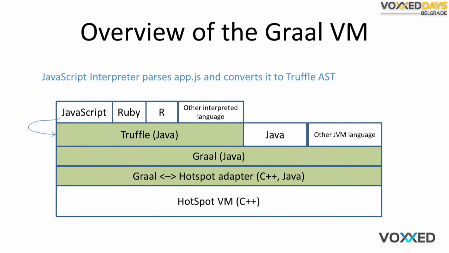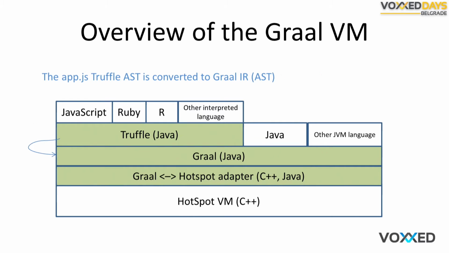You basically have an implementation of the Truffle API for your JavaScript interpreter. It parses the JavaScript file and converts it to a Truffle abstract syntax tree, which is a Java application. When this is done, the abstract syntax tree that represents your application is converted by the Graal virtual machine to an additional abstract syntax tree, which is more convenient for optimizations and for generation of machine code. And this is done by the Graal virtual machine.